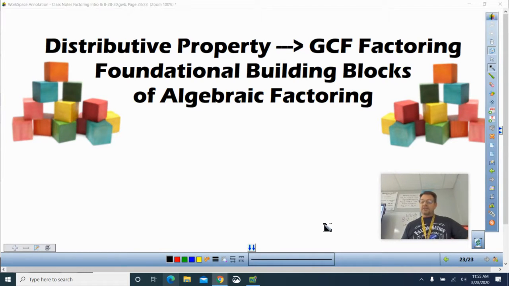Now all that is to set us up for the very building blocks for algebraic factoring. Yes, we factored the 6 and the m squared plus times n, and those are factors. But now we're moving into the algebraic factoring that's setting up for our quadratic equations, right? That's the whole point of this. So this is our foundational building blocks.